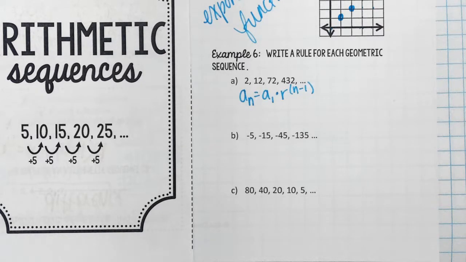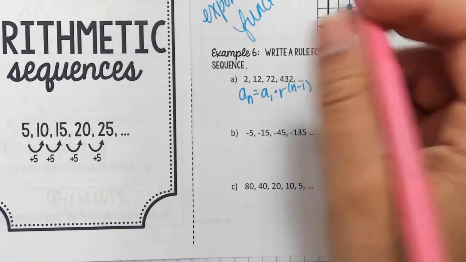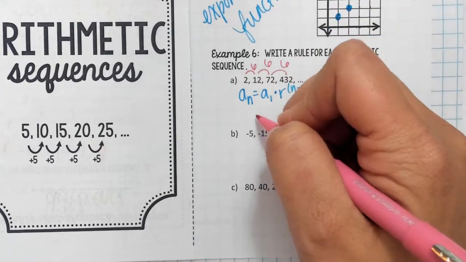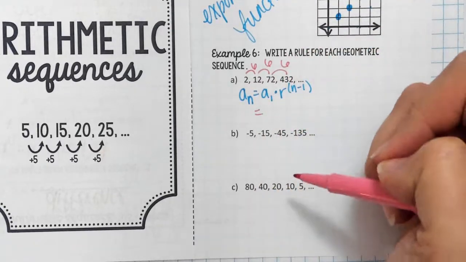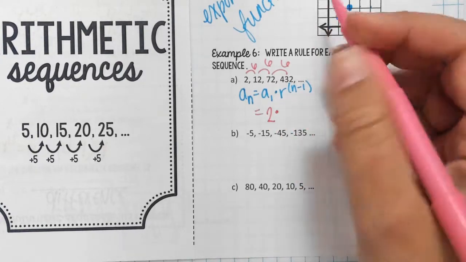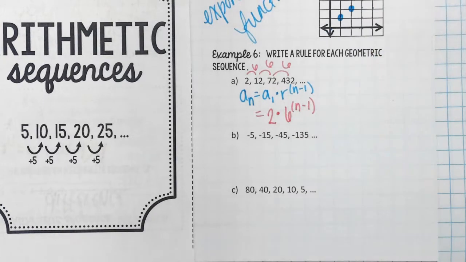Ava's going to tell us this one. You can tell us the next one. Adam has it. Ava, tell me. It's multiplied by 6 each time. Yeah, you're multiplying by 6 each time, right? So then to plug it in, our first term would be what? What's a sub 1? 2 times, what's the common ratio? 6 to the n minus 1. Does everybody see how we got that?